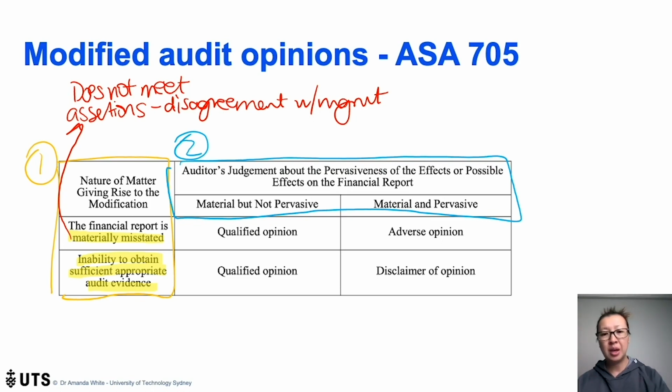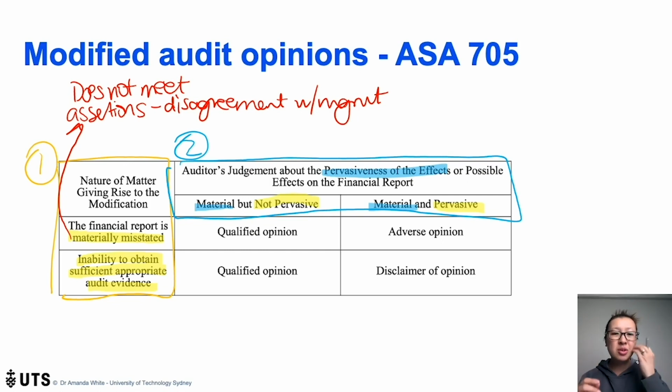Now, the next step is that we need to move on to that blue section about the pervasiveness of the effect, or the possible effects on the financial report. And pervasive is this really unusual word. So this is only for things that are material, all right? Material, that's really important. But you'll notice the next part says not pervasive or is pervasive, okay?